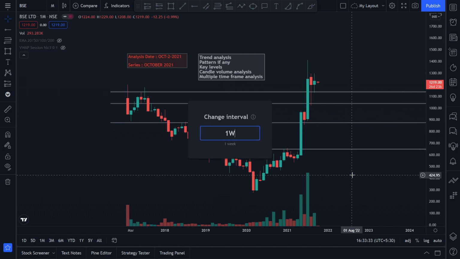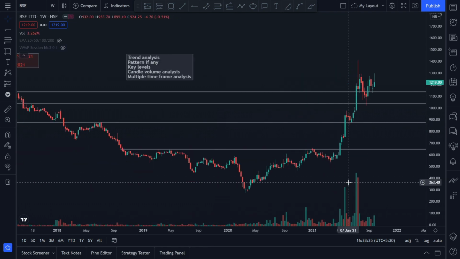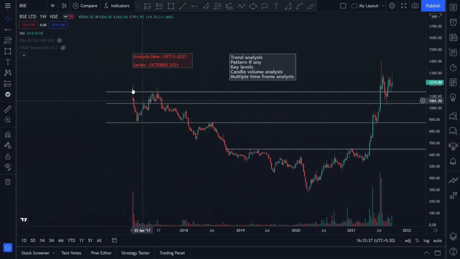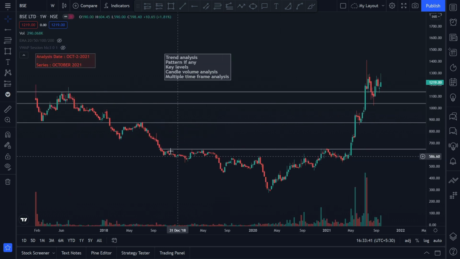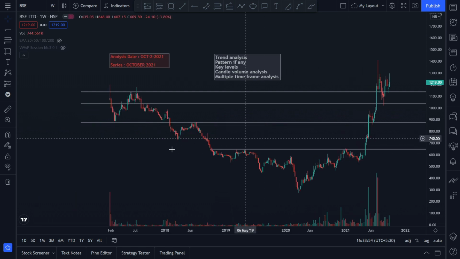So let me go down to the weekly time frame. I'm zooming out the weekly chart for you. After listing, as I said, the stock went into a downtrend, and then this is the level where it started consolidating. It consolidated for 2-3 years below this resistance level, and then finally it broke out with a very good wide range candle and a very huge volume, and it continued the rally and broke out the other key resistance level. I mean, other key level.